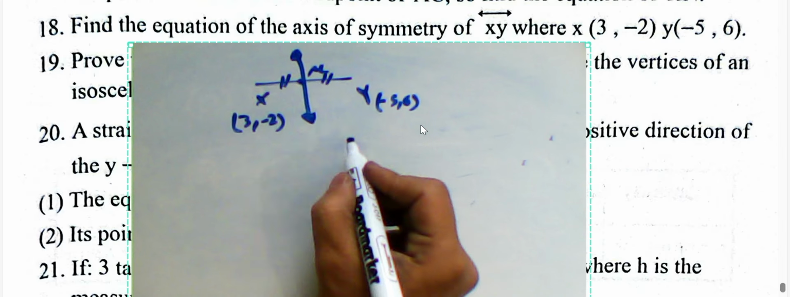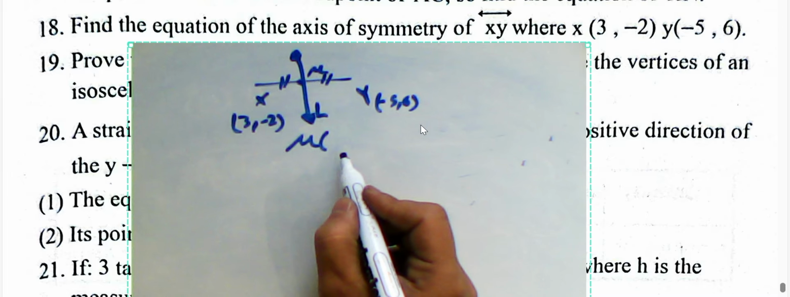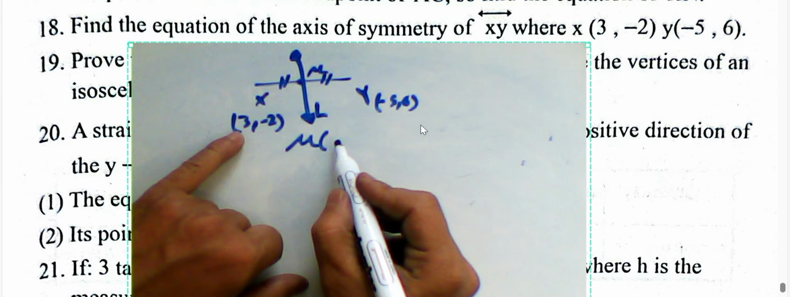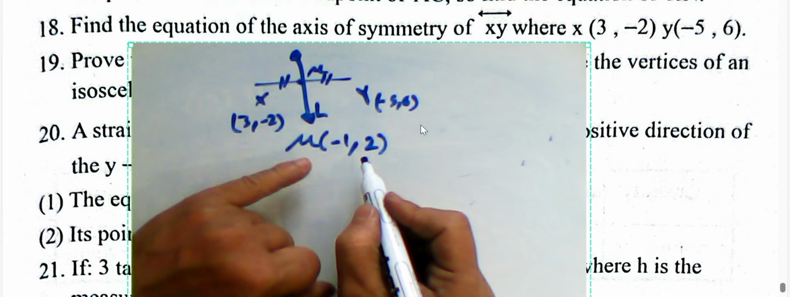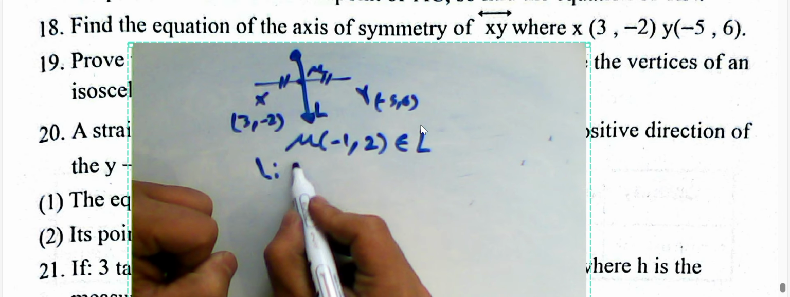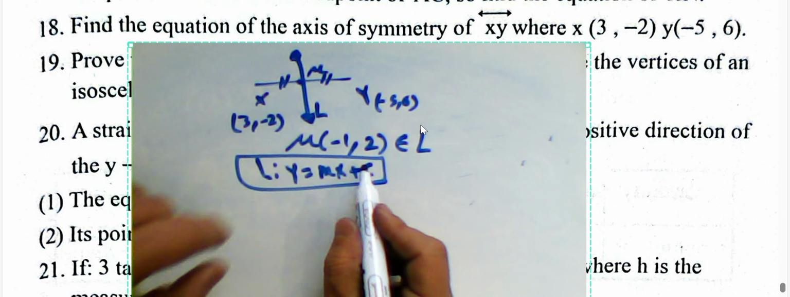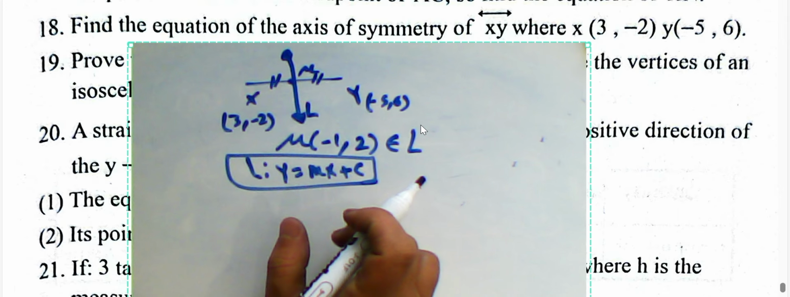Here the point M lies in the middle between X and Y and also lies on straight line L. For the coordinates of point M, we can write 3 plus -5 is -2, divided by 2 equals -1, and -2 plus 6 is 4, 4 divided by 2 equals 2. This point lies on straight line L, where L is y equal mx plus constant. Put the values of x and y in this equation.